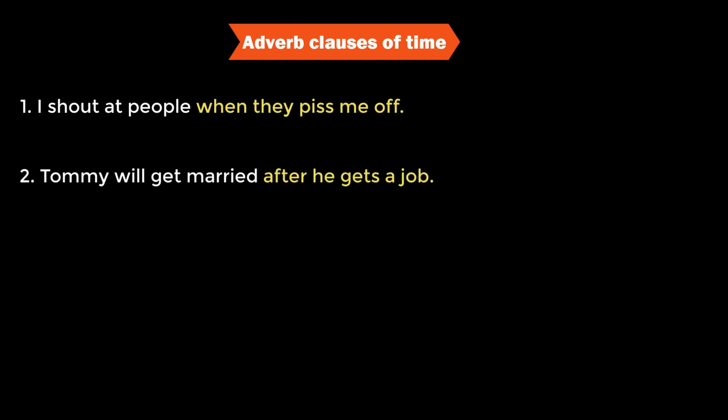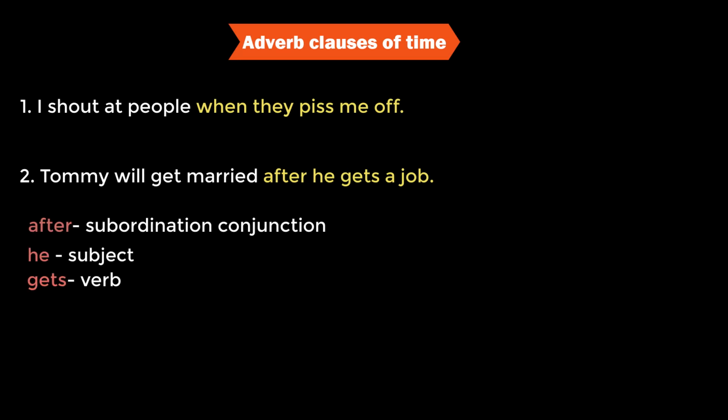Tommy will get married after he gets a job. Tommy will get married after he gets a job. So "after he gets a job" is our adverb clause. After is the subordinating conjunction coming at the beginning of the clause. He is the subject of the clause. Gets is the verb. So it's a clause, rightfully, right? It has both the subject and the verb. Now, this is giving information. This is modifying the verb will get married, right?